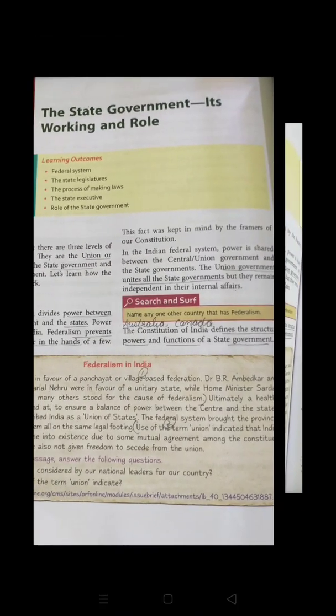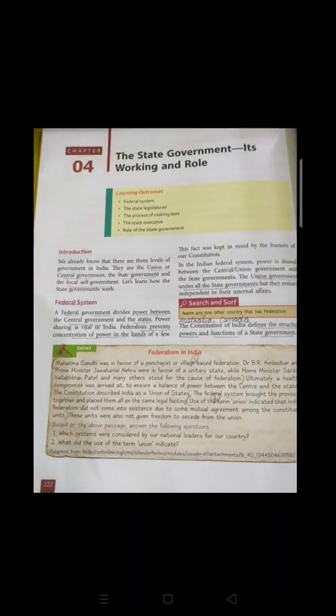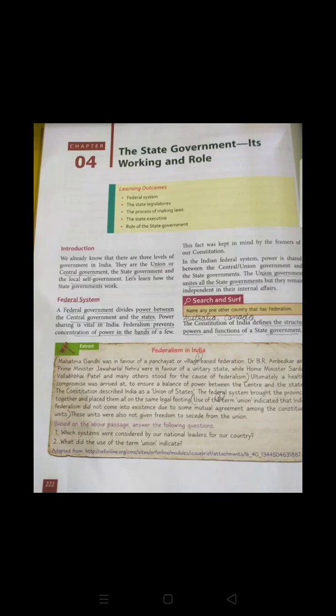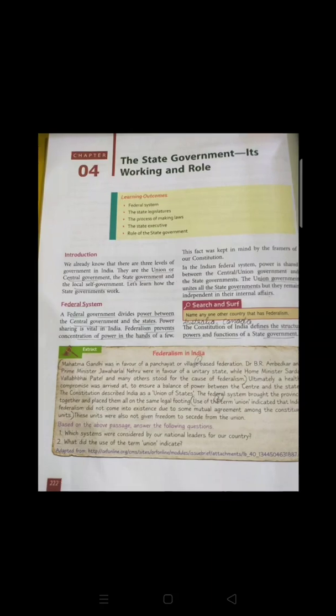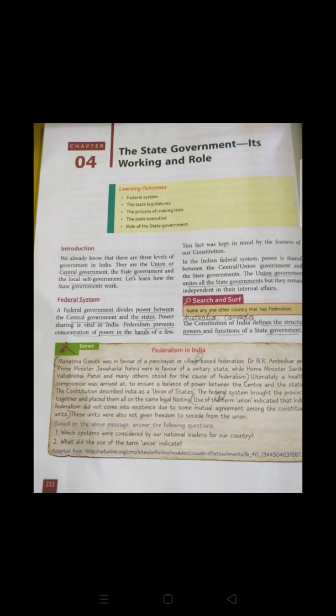So before that, just look at the extract. You have to read the extract, and after reading it, you have to answer the questions given below. First question: which system was considered by the national leaders of our country? Mahatma Gandhi was in favor of the panchayat and village based federation. Dr. B.R. Ambedkar and Prime Minister Jawaharlal Nehru were in favor of a unitary state, while Home Minister Sardar Vallabhbhai Patel and many others stood for the cause of federalism.